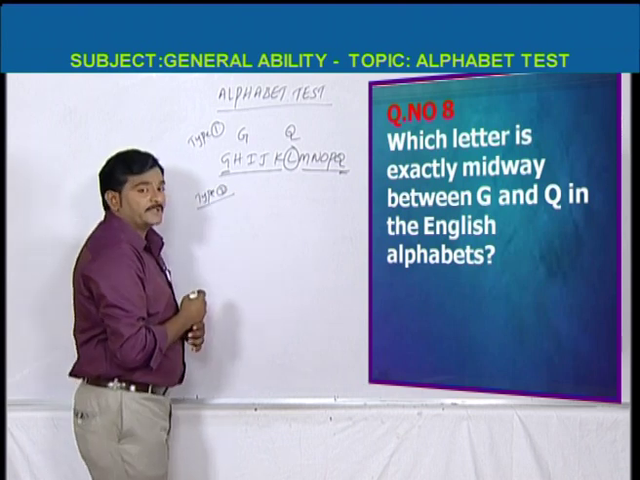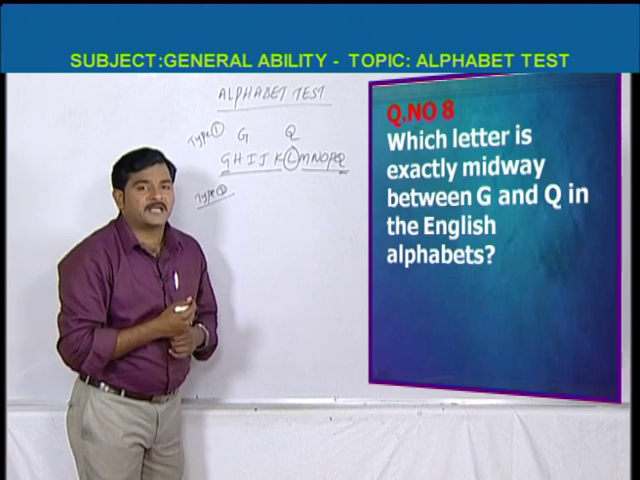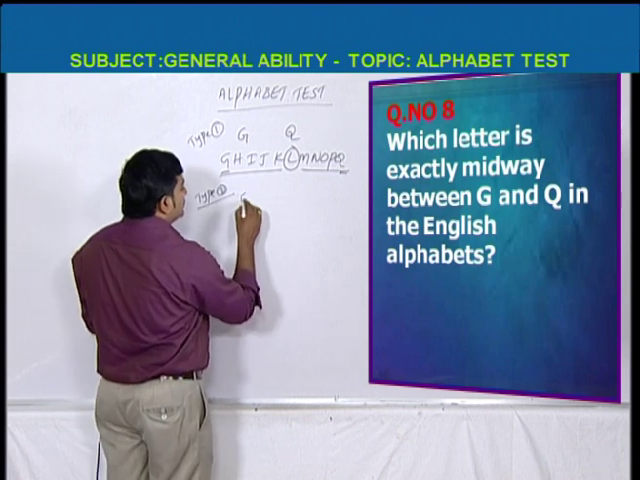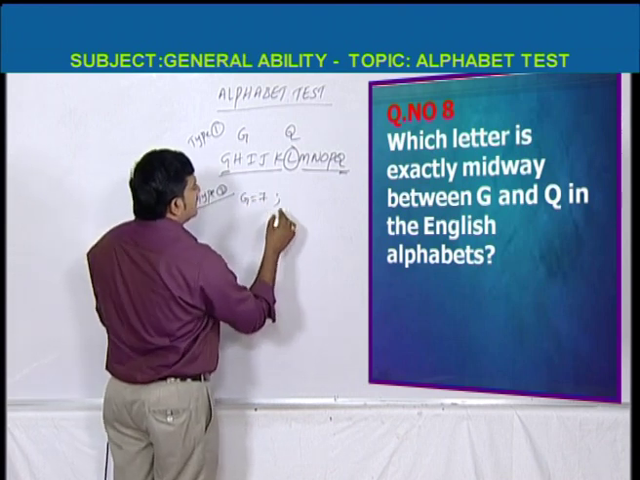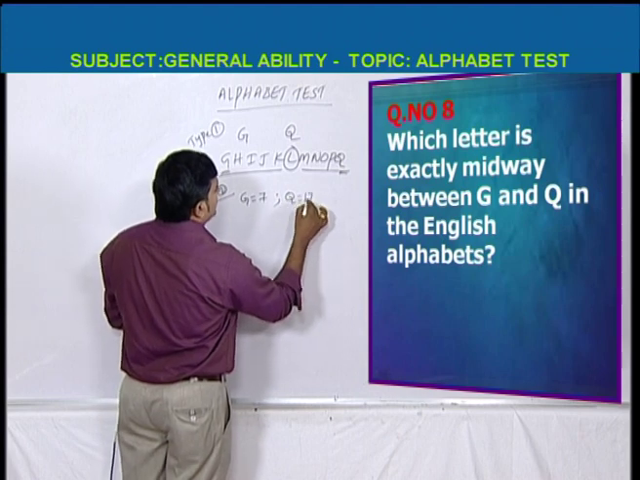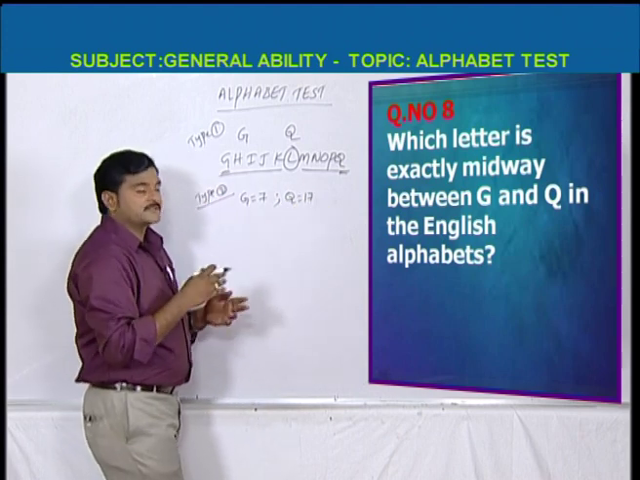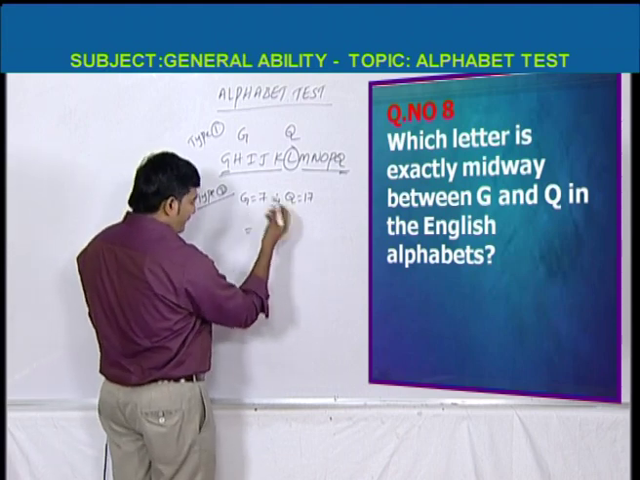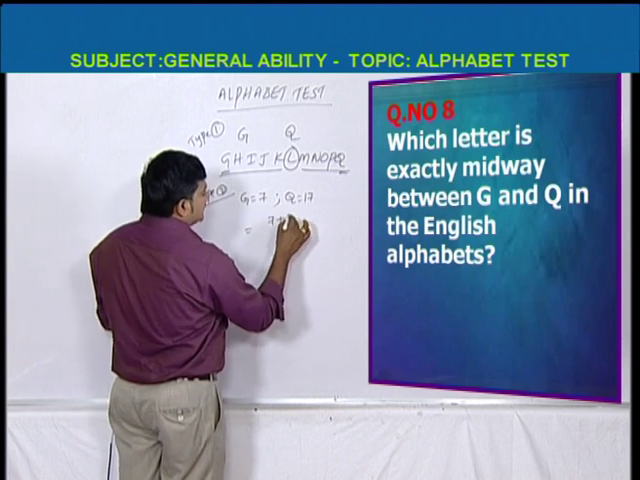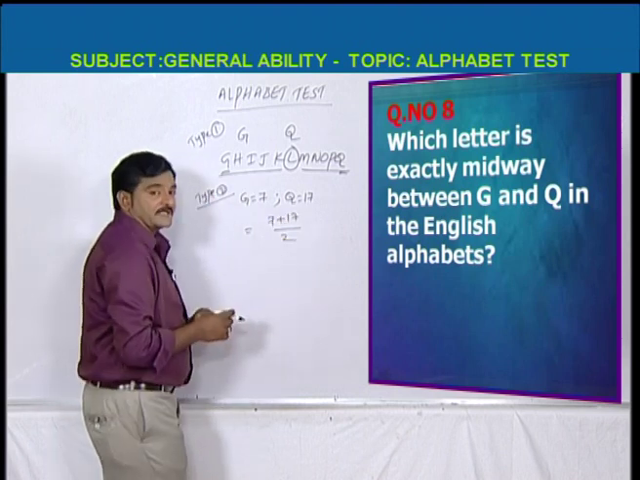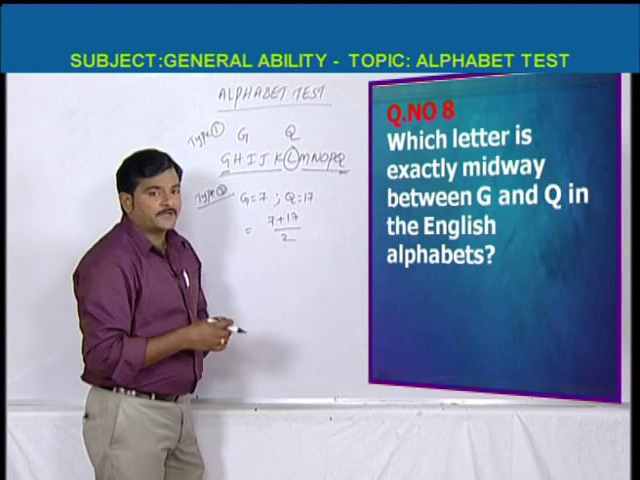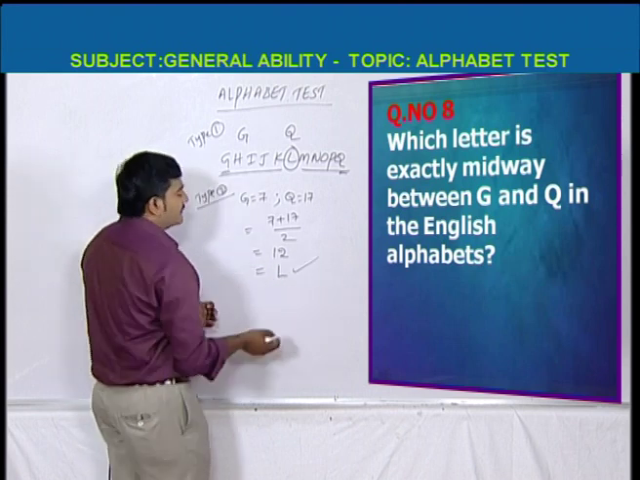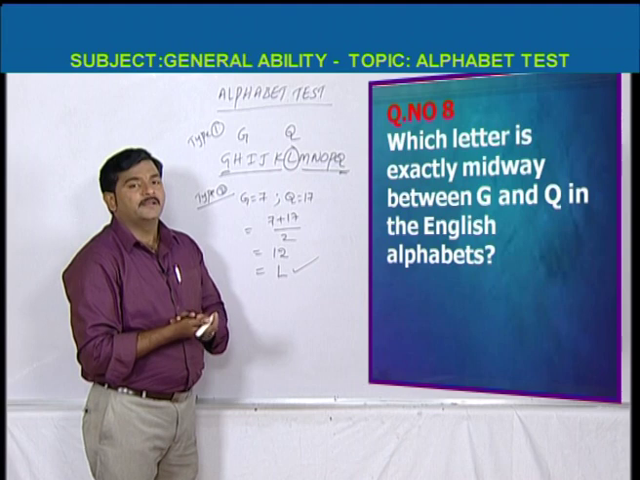Type 2 is simply: find which letter is exactly midway between the letters G and Q. G is equal to 7 and Q is 17. We already know this numbering. Now find the mid letter. To find the mid letter, simply do (7 plus 17) by 2. So 24 by 2, which is 12. Therefore, in the English alphabet, the 12th letter is exactly in between G and Q.